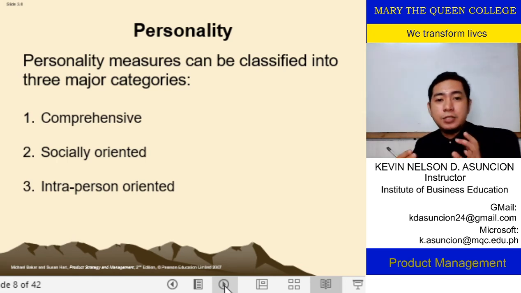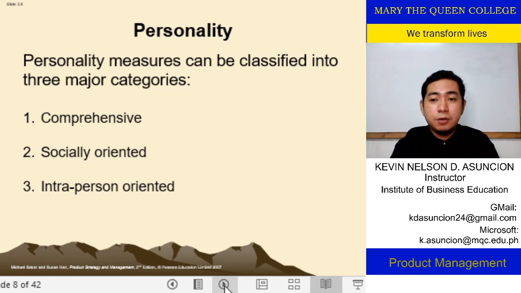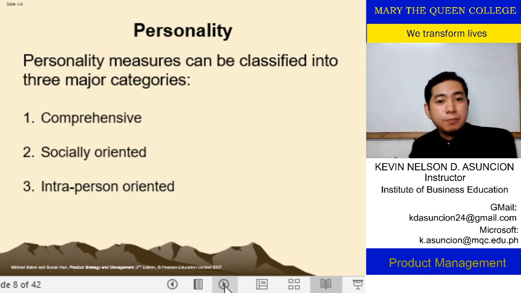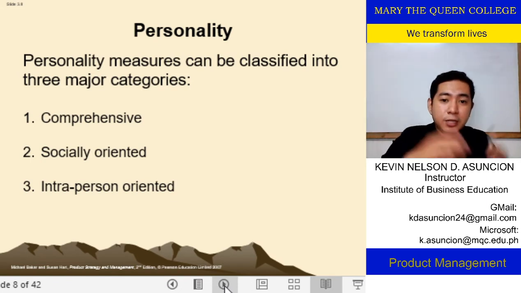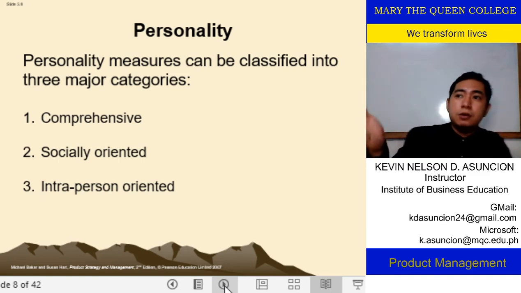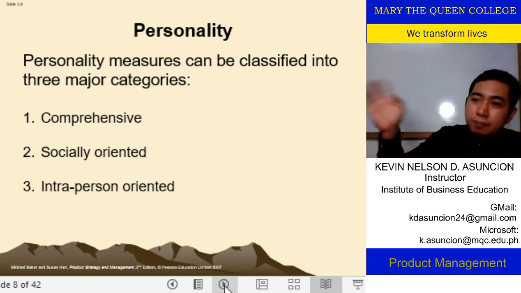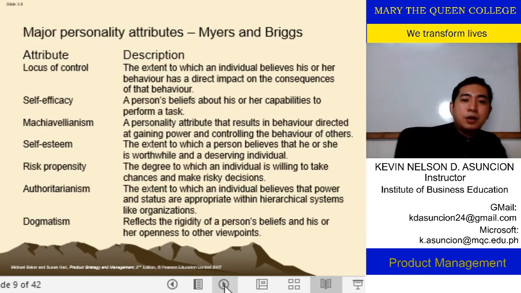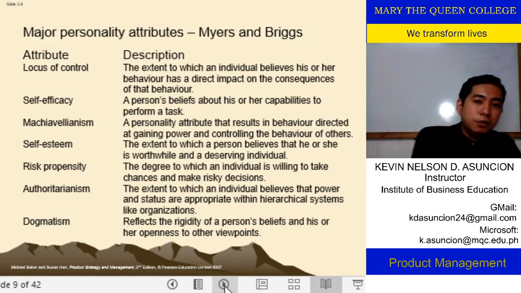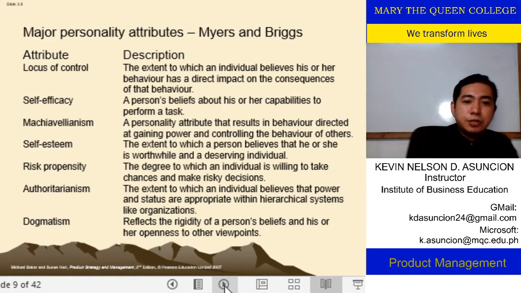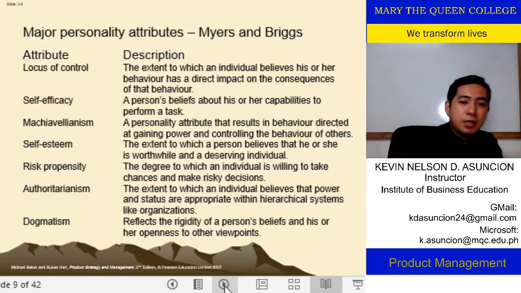So, socially oriented means your personality depends on the group of people that you belong to. And intrapersonal oriented is that which is within yourself. That might be a personality of you that ikaw lang ang may alam. So, going back to the Johari's window, that might be helpful to you. So, there are major personality attributes according to Myers and Briggs. So, these are the descriptions. It might be attributed to this.